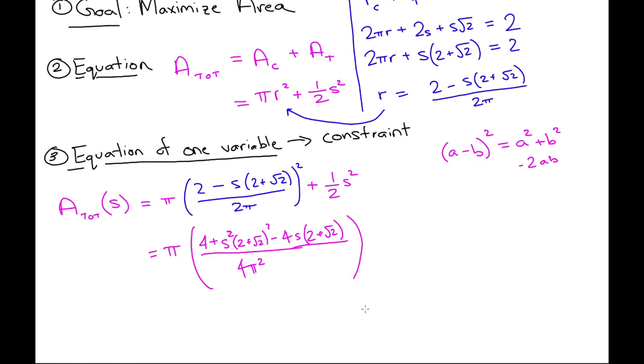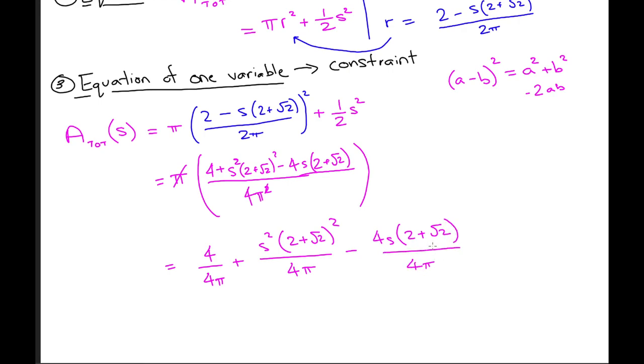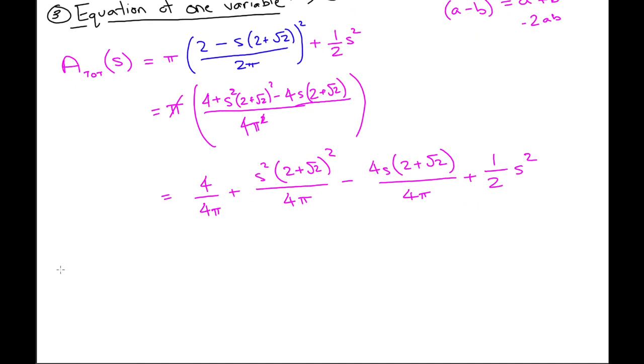Great. The next thing I'm going to do is split this fraction up into several discrete fractions. Of course, the pi and the pi squared cancel, so we're left with 4 over 4 pi, plus s squared (2 plus root 2) squared over 4 pi, minus 4s (2 plus root 2) over 4 pi. Now, these 2 plus root 2 terms might be a little scary to think about, but again, it's just a constant. So let's just treat it as a number. No need to FOIL it out, no need to simplify anything else. Just leave it as it is. And then onto this, we're going to add the 1 half s squared from earlier. Now we're going to go ahead to our next step, which is to find our extreme values.